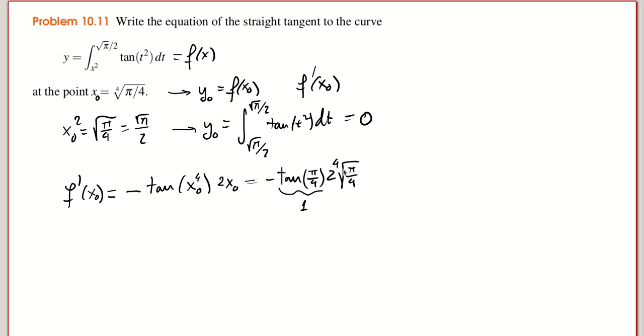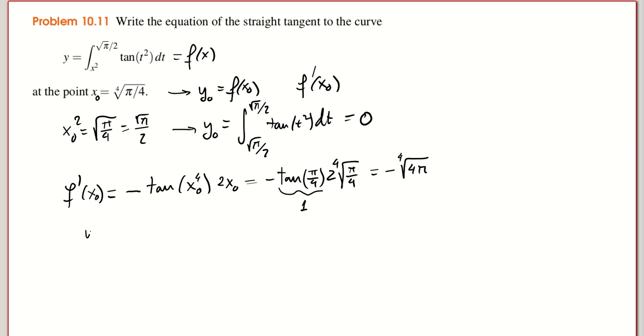So let me just do another thing. We can introduce this here if we raise 2 to the 4 power. That is 16. 16 divided by 4 is 4, so this is minus the fourth root of 4 pi. Okay, so now we have everything.